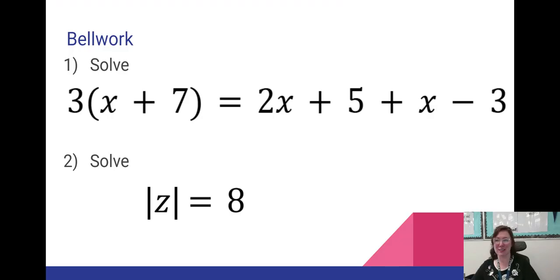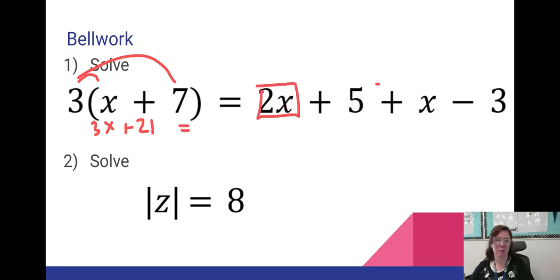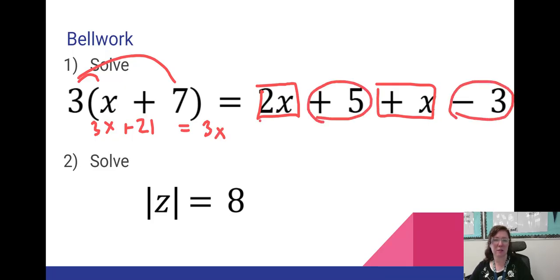Wow, it's a crazy question. We have 3 times x is 3x. 3 times a positive 7 is positive 21 equals, and we can combine 2x plus x is 3x. And a positive 5 minus 3 is a positive 2. Subtract 3x on both sides of the equal sign, and we get 21 equals 2, which is not true, so this has no solution.